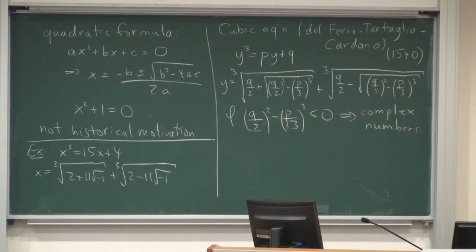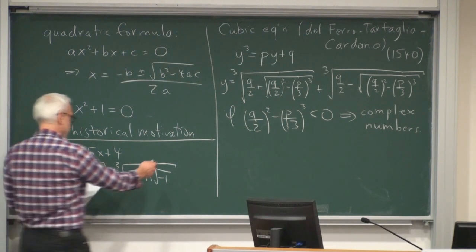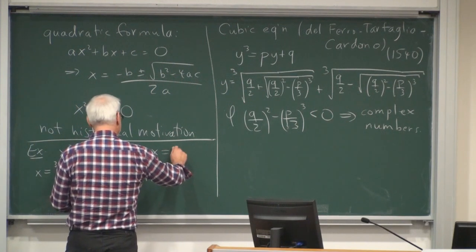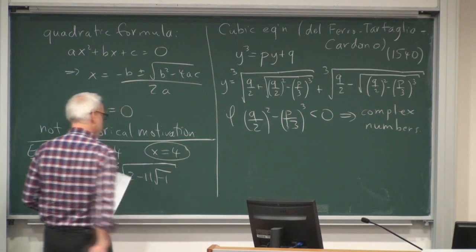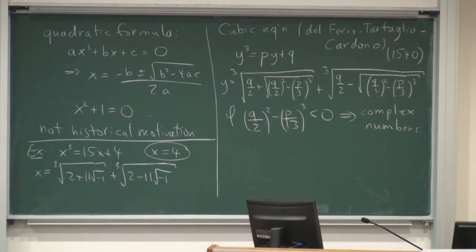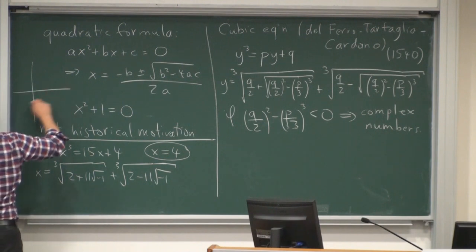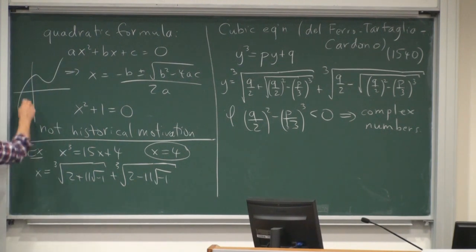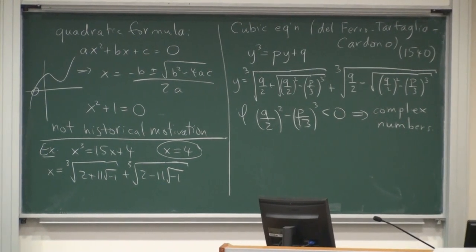And this was a little bit surprising because people could see directly that this cubic actually had a real root that was quite obvious. There's this obvious solution, x equals 4. So every cubic has at least one real solution because the graph of a cubic typically looks like this. And there's always at least one place where it crosses the x-axis.